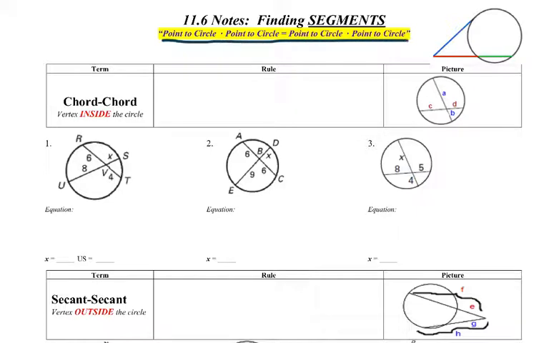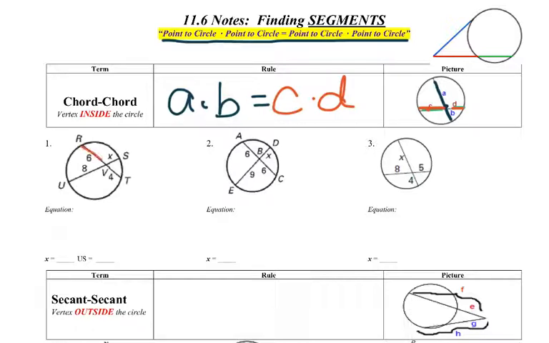Point to circle, point to circle, point to circle, point to circle. The point we're always talking about is where the segments cross. So here is the point in this one. And this one's going to remind me of cross multiplying. A times B equals C times D. Well, maybe I'll do it in red. C times D. A times B equals C times D.